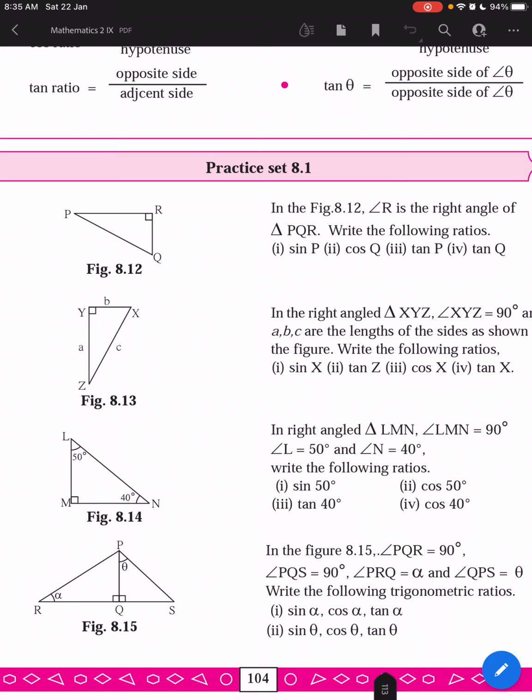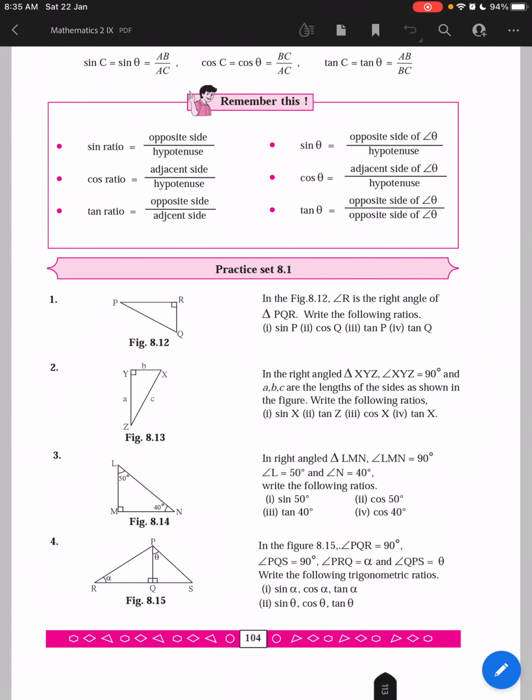If you have understood all these details of a right angle triangle, you will have no trouble now in getting the answers of practice set 8.1. So let us begin the work on it. Practice set 8.1, everyone. You have practice set 8.1 now. Let us start.